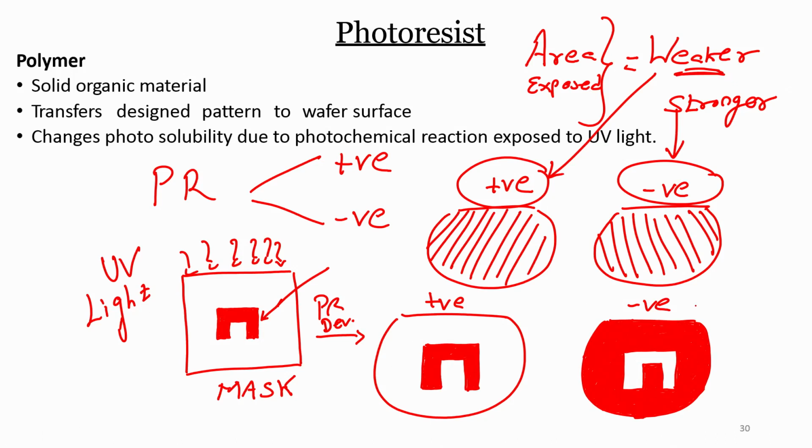In case of negative photoresist, the area which was exposed, this area, this one, this area is exposed, right, is transparent, is exposed. Exposed under what? UV light. Area which was exposed became stronger and area which was not exposed, this is the area which is not exposed, correct, becomes weaker in case of negative photoresist. You can see here it becomes weaker.